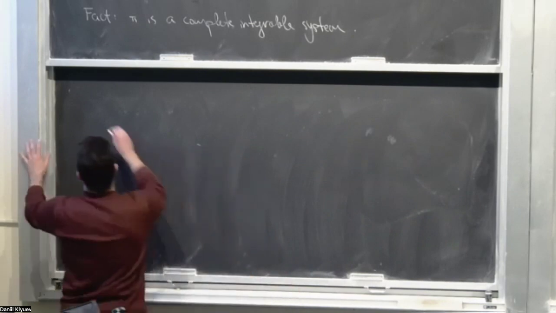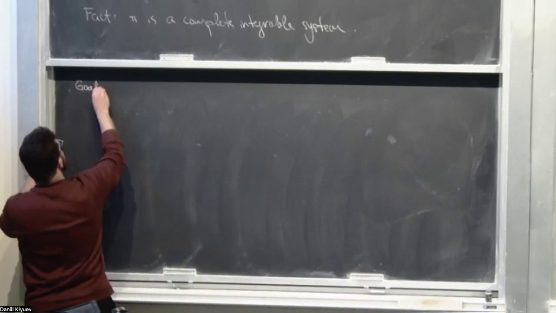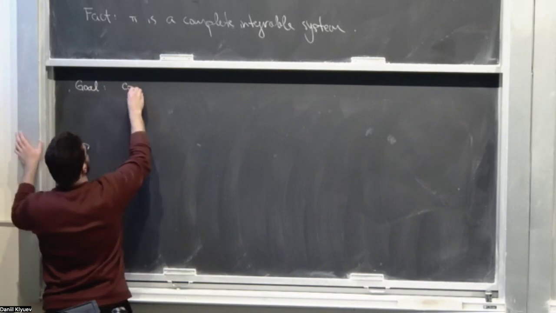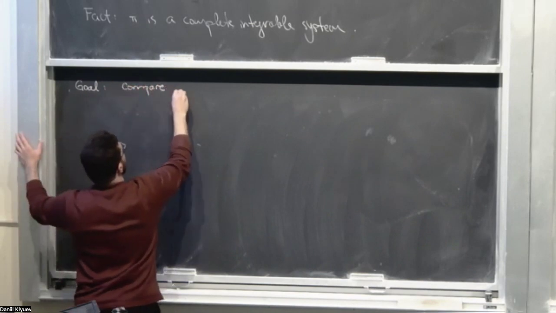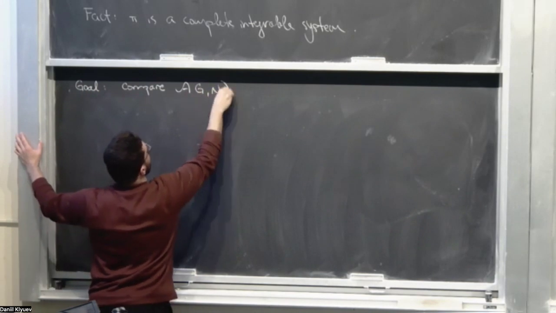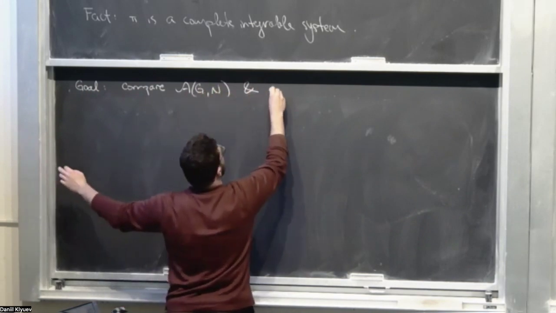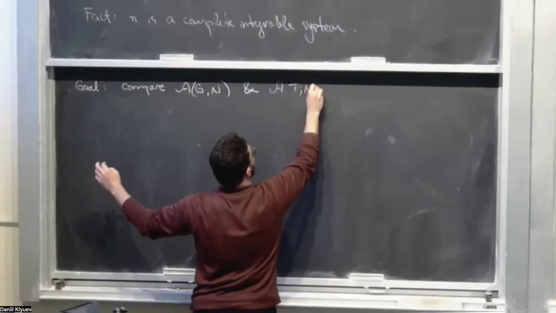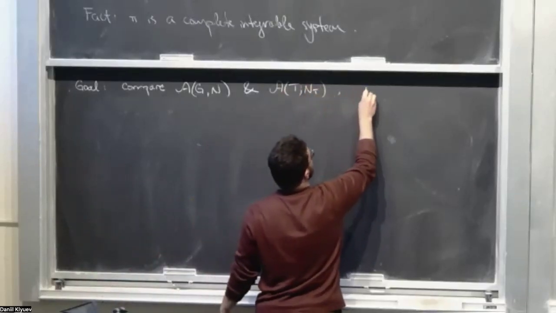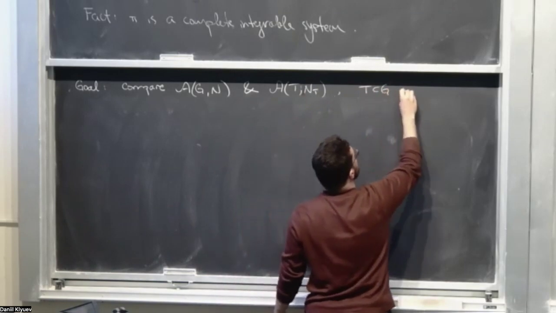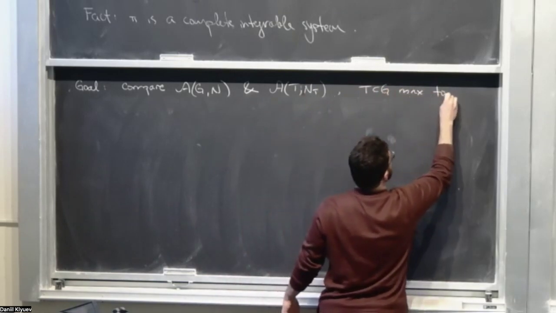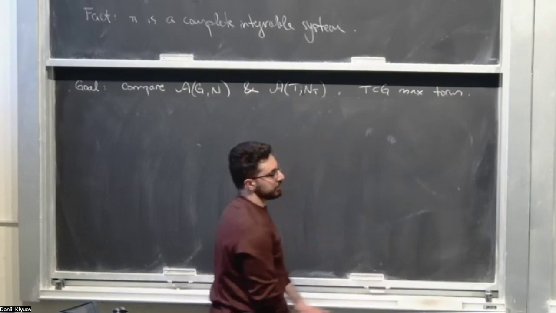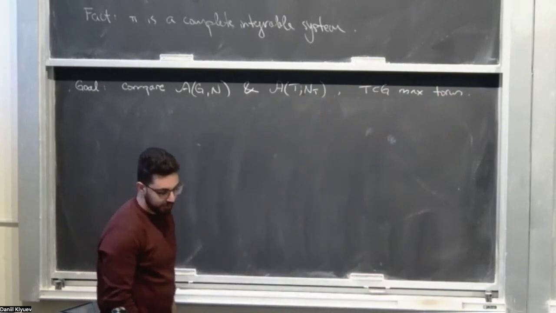Okay, so our goal: compare A_{G,N} and A_{T,N}, where T is a maximal torus. I'm forever fixing one maximal torus.